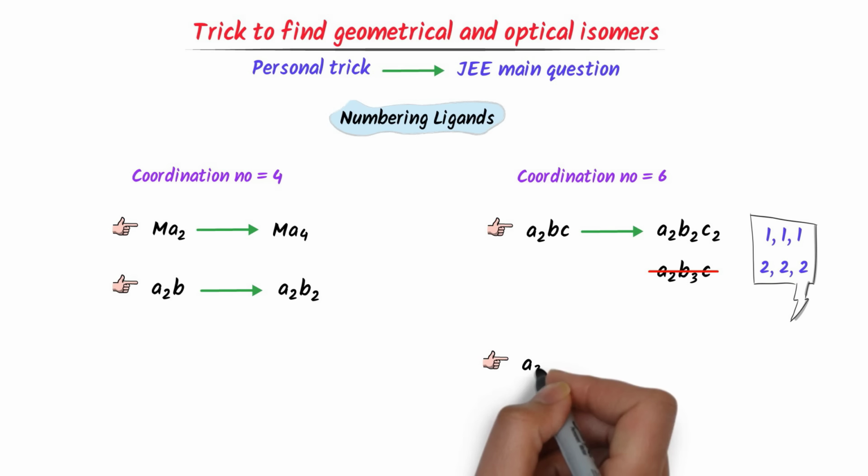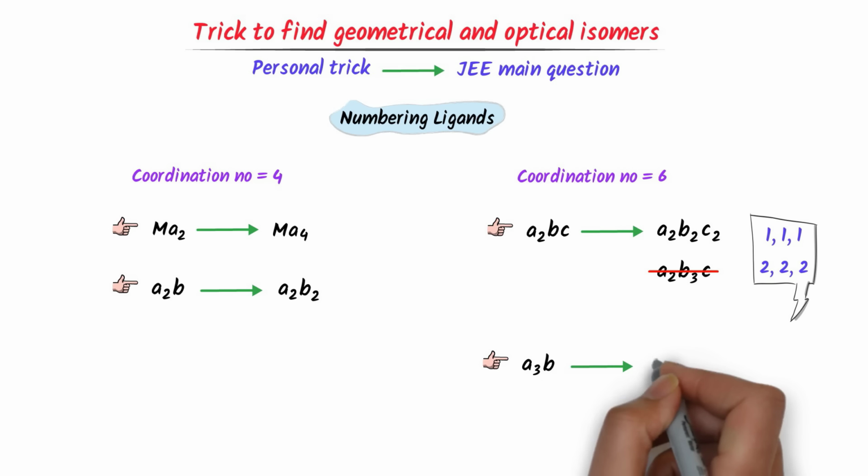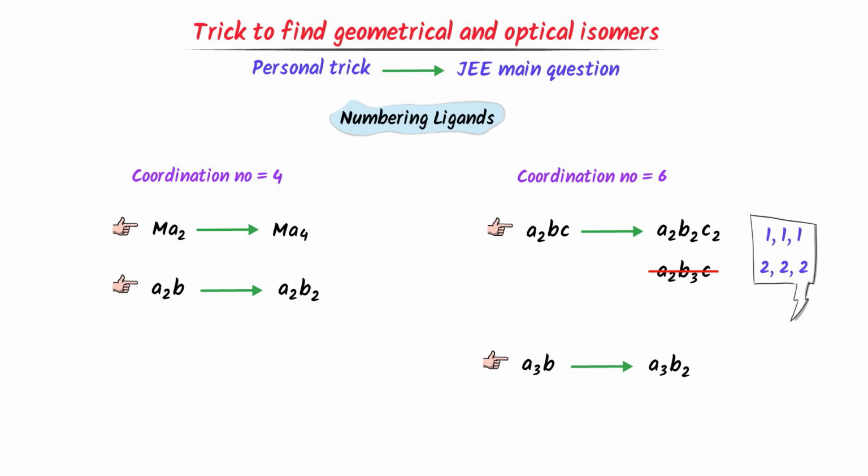Secondly, consider this example. There are 3 ligands of A and 1 ligand of B. I write A3, B2. 3 plus 2 is equal to 5. It is not equal to 6. So I write B3. Now 3 plus 3 is equal to 6. Hence it is the correct way of writing ligands. Thus, using this easy method, we can easily write ligands of different coordination numbers.